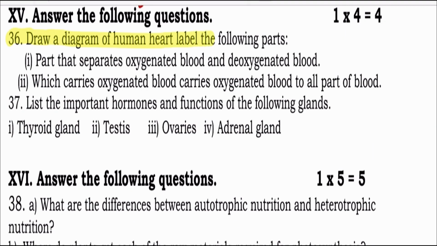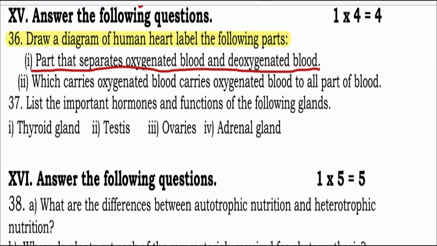Draw a diagram of a human heart. Label the following parts. First part is the part that separates oxygenated blood and deoxygenated blood. This part is the heart septum, which is between the right auricle and left auricle, that is the interauricular septum, and between the right ventricle and left ventricle it is the interventricular septum, and between auricle and ventricle it is the auriculoventricular septum. So you need to label those parts.